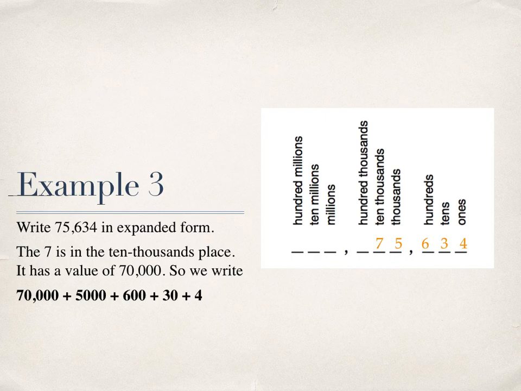We can use the place value chart to help us write numbers in expanded form. How would you write 75,634 in expanded form? The 7 is in the thousands place. It has a value of 70,000. So we write 70,000 plus 5,000 plus 600 plus 30 plus 4.